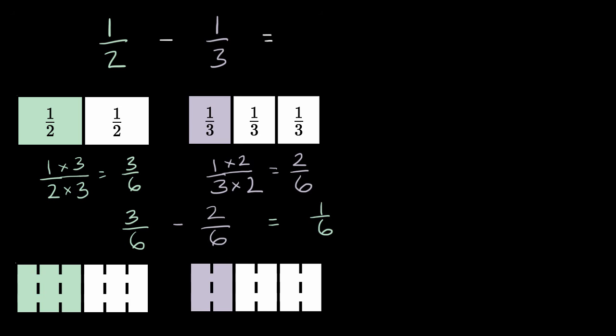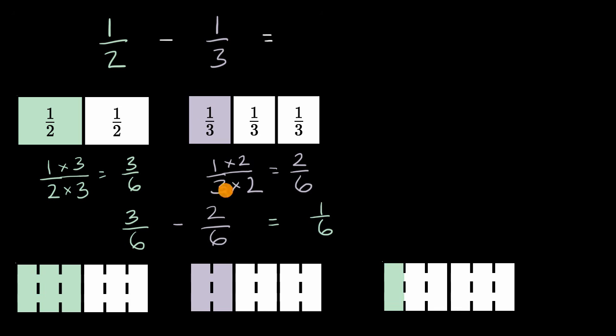And we can visualize it just the way we visualized everything else. If you take 2 of these gray bars, or 2 of these sections from these 3 sections, you're just going to be left with 1 of them. This is one of the 6 equal sections.